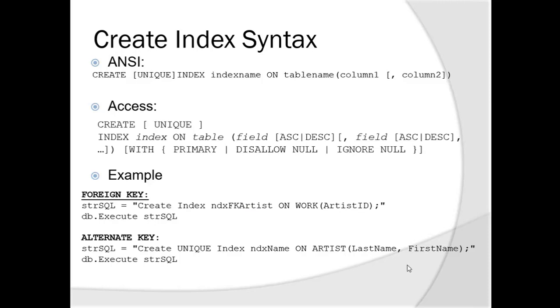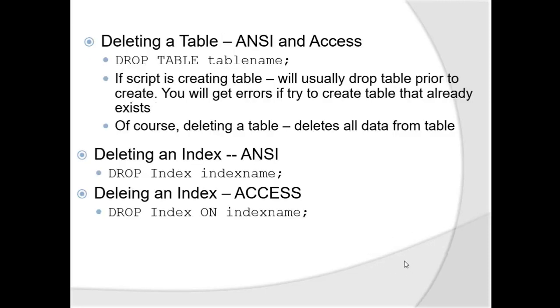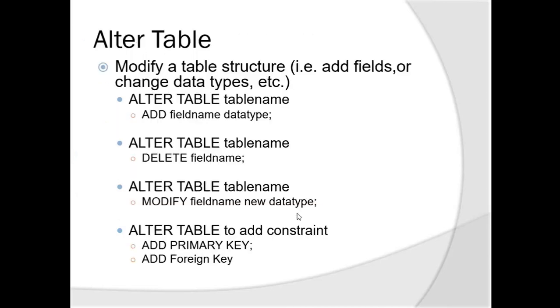If you recall, last name, first name in artist was an alternate key. So here we have a composite index of two fields. To delete a table or an index, you're going to use the keyword drop, table or index, followed by the table name or that index name that you just made up when you were creating the index. Notice that in Access, it's a little bit different than ANSI. You're going to use drop index on the index name.